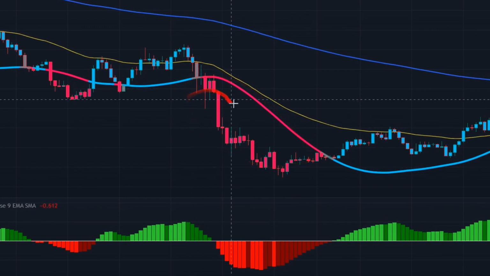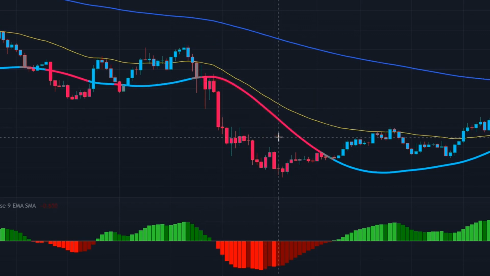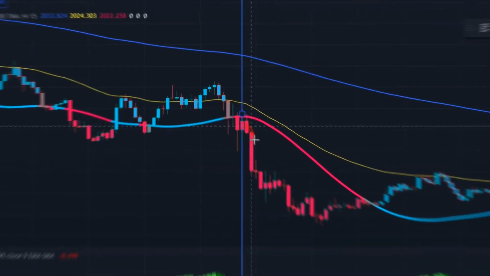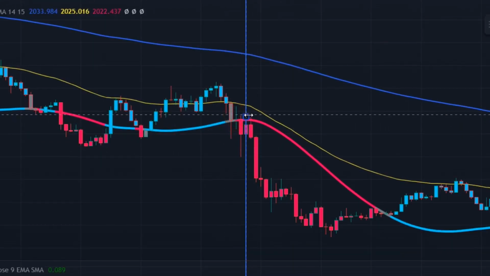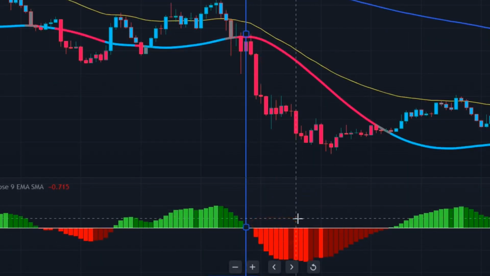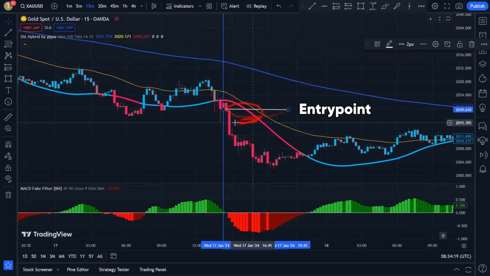After that, we must make sure that the baseline or price candles have changed color from blue to red, like here, which gives us a sell signal. Now we need to confirm this sell signal with the MACD fake filter indicator. To do this, we go to this indicator and make sure that at this point, the histogram is red and below the zero line. When these conditions are met, we understand that this point is a good point for a sell order, and we can place a sell order at this point.